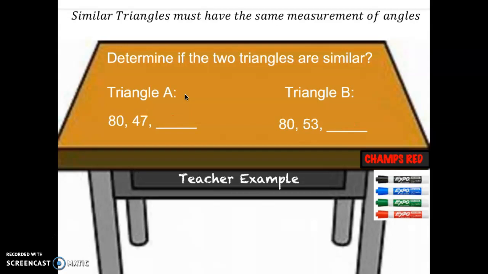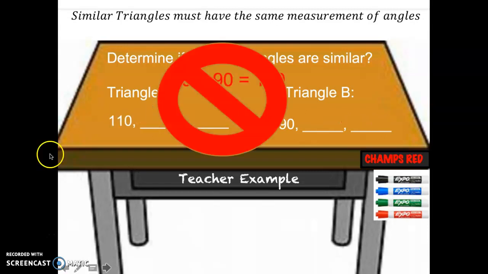What if I'm given something like this? Well, again, I can add these together. 80 plus 47 is going to give me 127. When I subtract 127 from 180, then I would find my missing angle. In this case, I would get 53. Same thing here. If I add 80 and 53, I would then get 133, and then I would have 47 as the missing angle. So these two triangles are not similar.